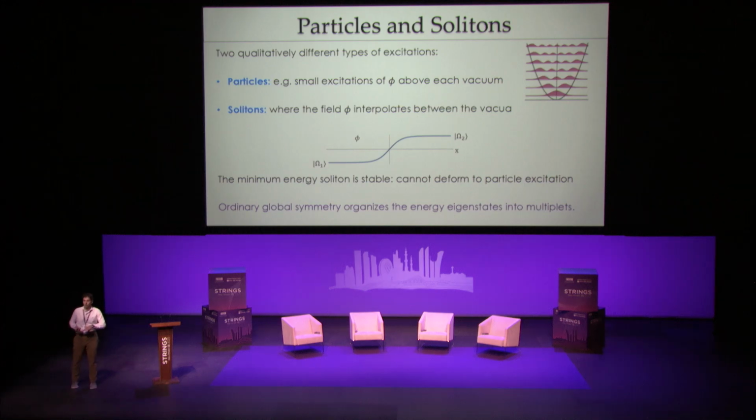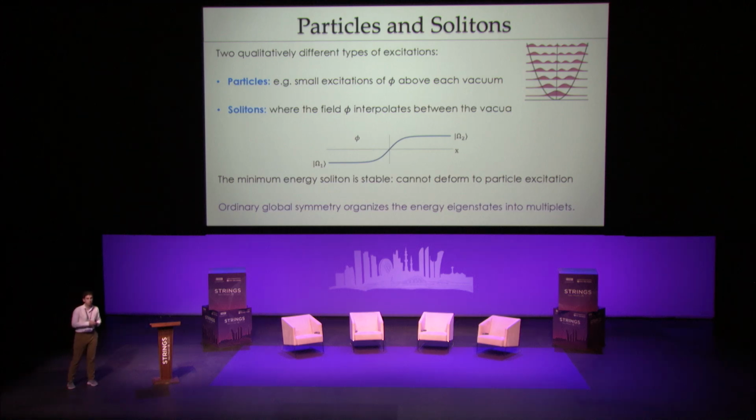In this kind of system, we'd like to understand what the excitations above the ground states are. There are 2 qualitatively different kinds of excitations that I will focus on. The first are what you might call particles, for instance, a small fluctuation of the quantum field phi above a given vacuum state. More technically, what I mean by particles in this talk is that the behavior of the field at plus and minus infinity is the same. So, same vacuum state. The second kind of excitation is a soliton.